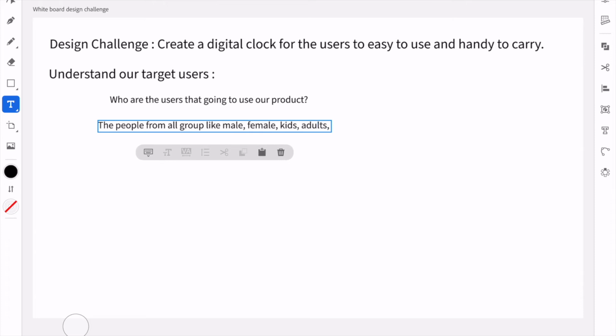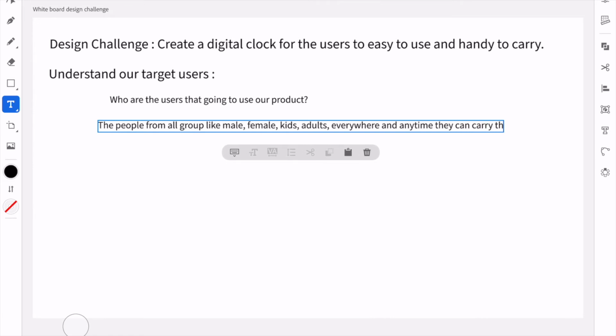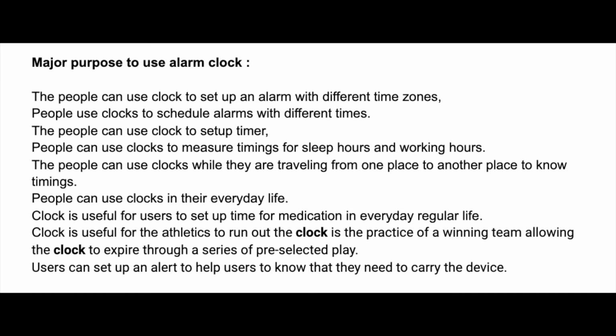Target users are a group of people including kids, adults, older people, male, female, etc. We are designing a digital clock, so most people use it all the time. The major purpose is to use it as an alarm clock. People can use a clock to set up an alarm with different time zones, and to schedule alarms with different times. People can use a clock to set a timer, and to measure timing for sleep hours and working hours.